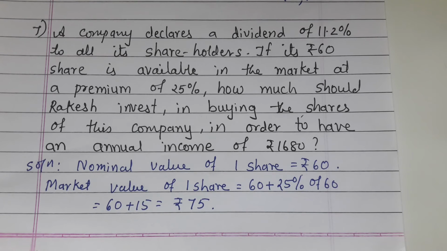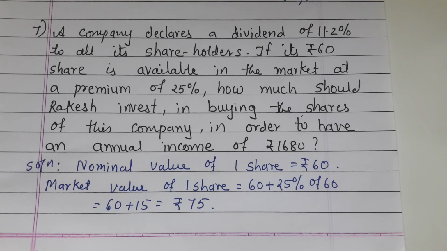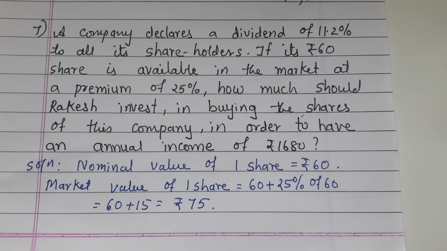Sum number 7. A company declares a dividend of 11.2% to all its shareholders. If its rupees 60 share is available in the market at a premium of 25%, how much should Rakesh invest in buying the shares of this company in order to have an annual income of rupees 1,680?